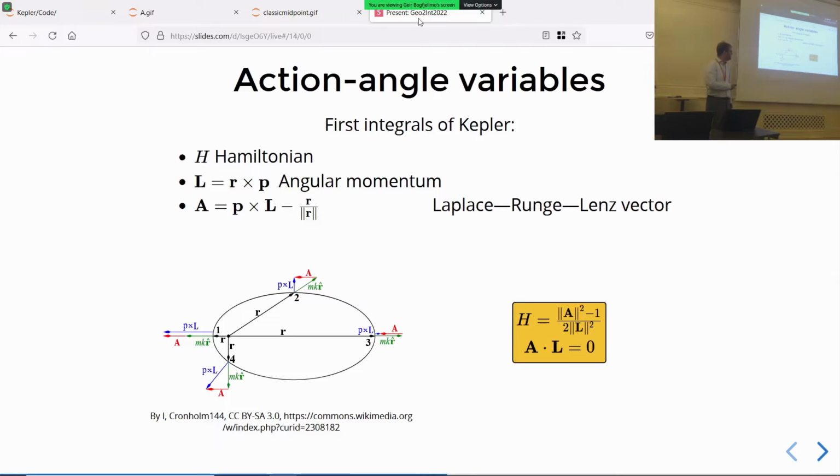The H is given by the norm of A and L like this, and they have to be always orthogonal, because the L, the spin, is pointing out of the plane of the vector, while this A is always in the plane of the vector. So they have to be orthogonal. And so I'm going to work with these vectors L and A as coordinates, but I have to remind myself that for the physical orbits, the ones that actually exist, L and A have to be orthogonal.